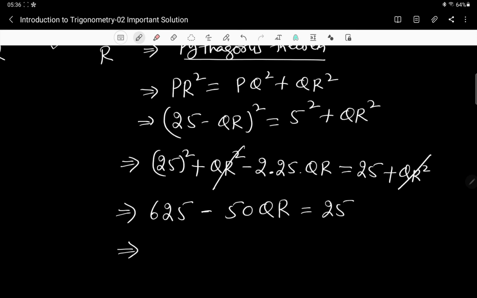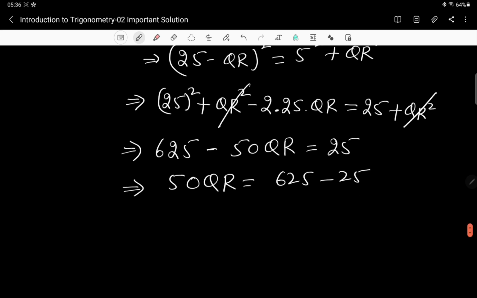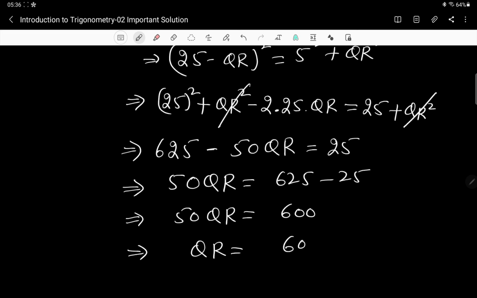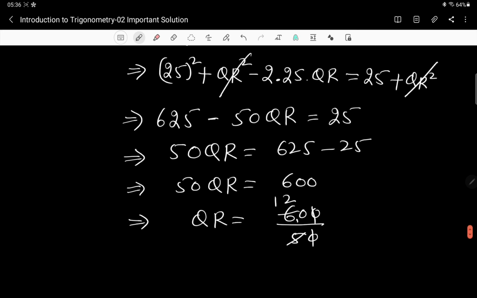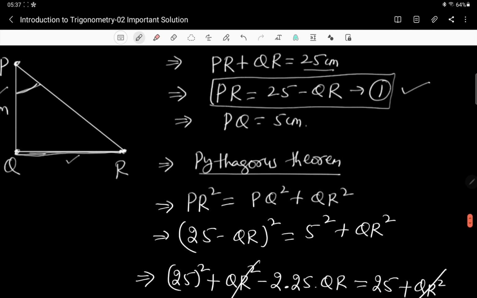All right, so I am going to send this 50 QR to that side. It becomes 50 QR is equal to 625 minus 25. Afterwards I get 50 QR is equal to 600, correct? So QR is equal to 600 divided by 50. So I am going to get QR is equal to how many centimeters? 12 centimeters, correct?